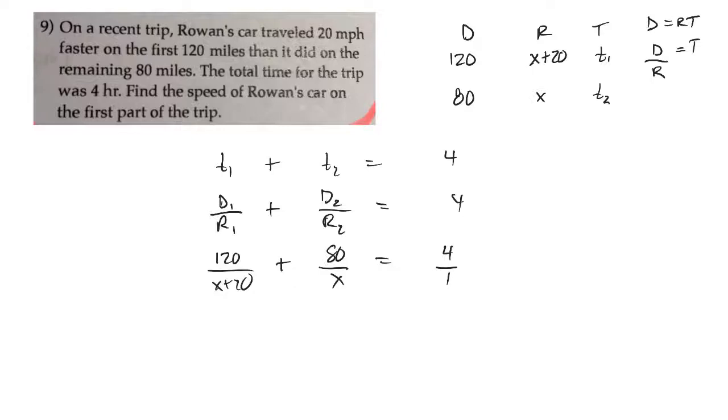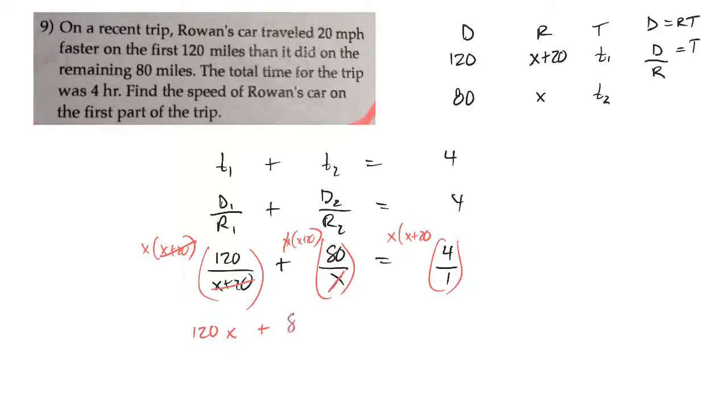Now I'm looking for a common denominator, and it'll be x plus 20 times x. So I'll multiply every term by that lowest common denominator. In the first term, the x plus 20 cancels, so I'm left with 120x. In the second term, the x is canceled, so I'm left with 80 times x plus 20. And on the right, I'm left with 4 times x plus 20 times x.